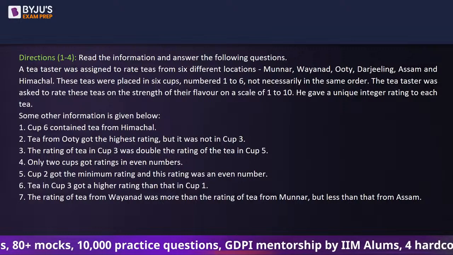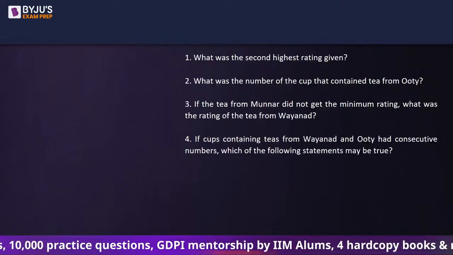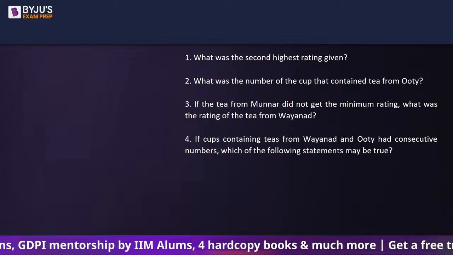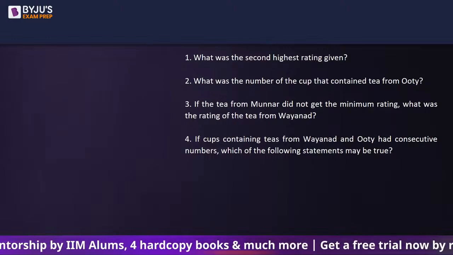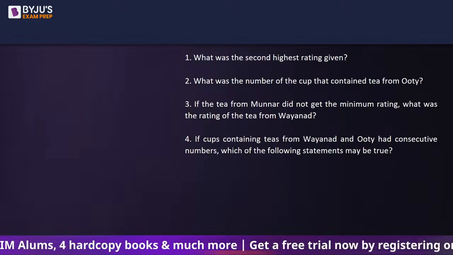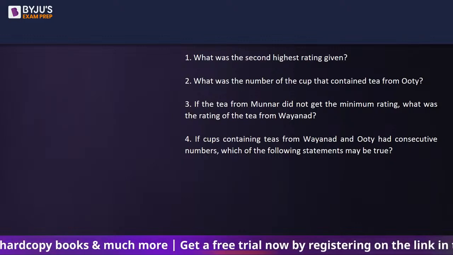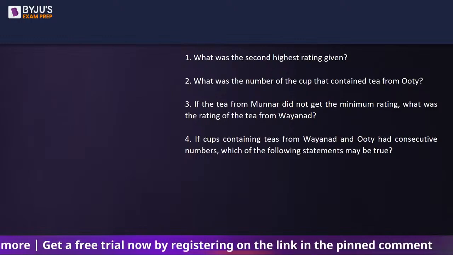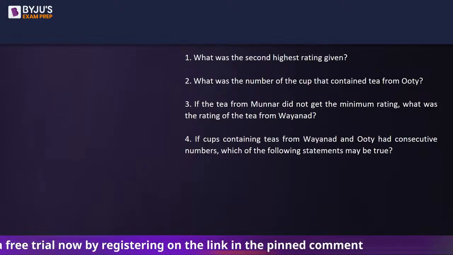So let's look at the questions and then decide how to proceed with it. The first question is, what was the second highest rating given? What was the number of the cup that contained tea from Ooty? If the tea from Munnar did not get the minimum rating, what was the rating of the tea from Wayanad? If cups containing teas from Wayanad and Ooty had consecutive numbers, and so on.